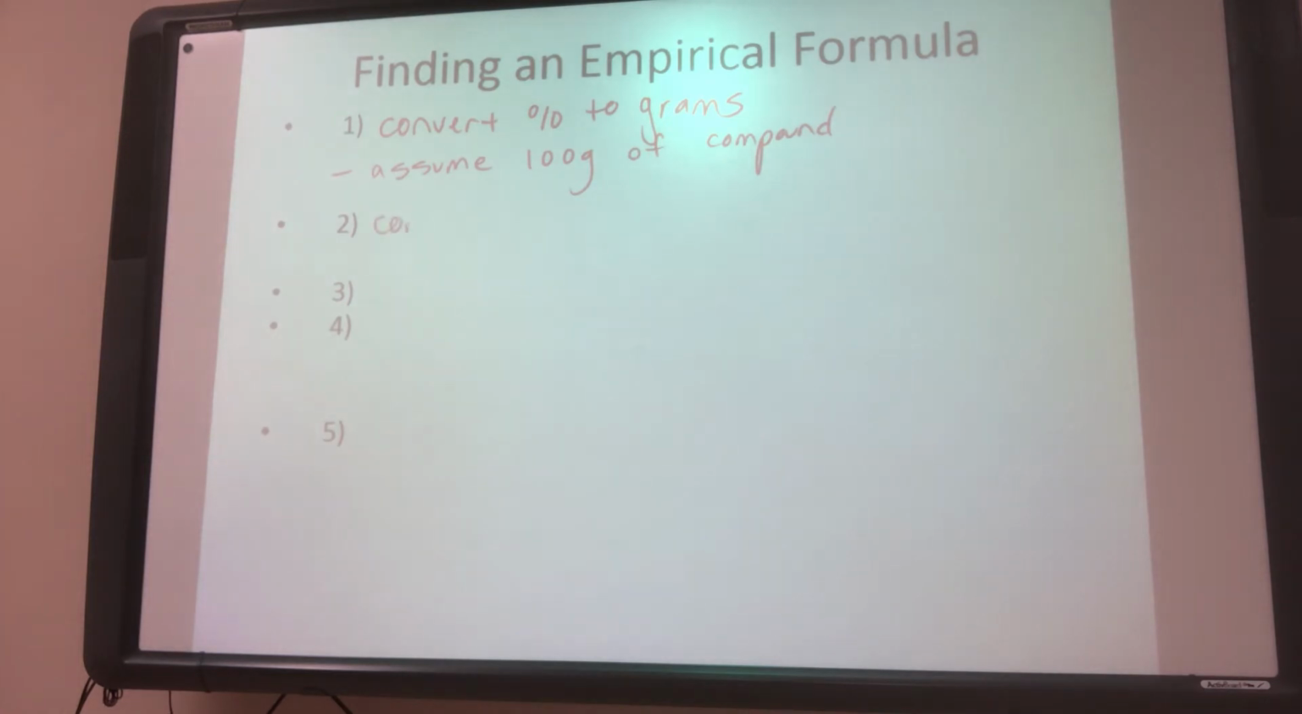Step 2 is to convert the grams to moles. How do I go from grams to moles? I use the molar mass from the periodic table. So we're going to use the molar mass of each element, and you find that on the periodic table.